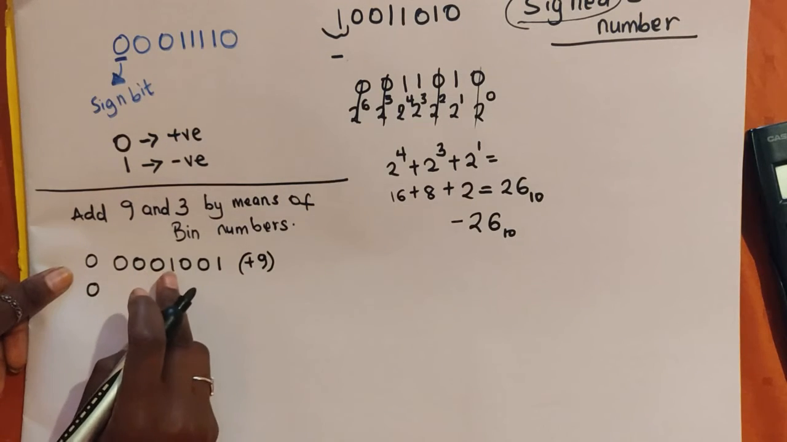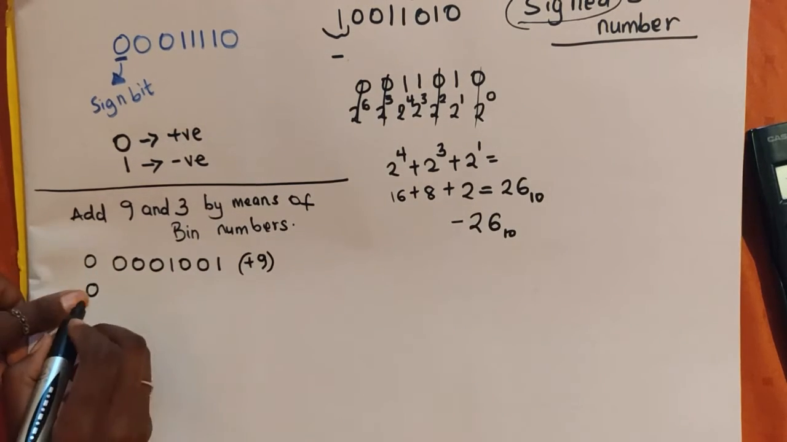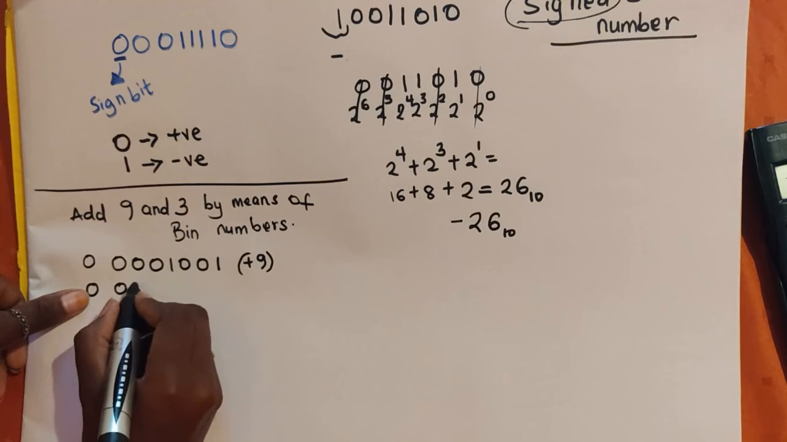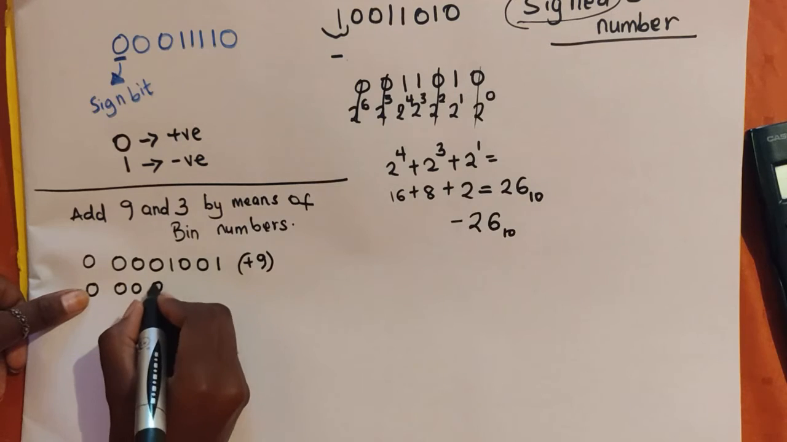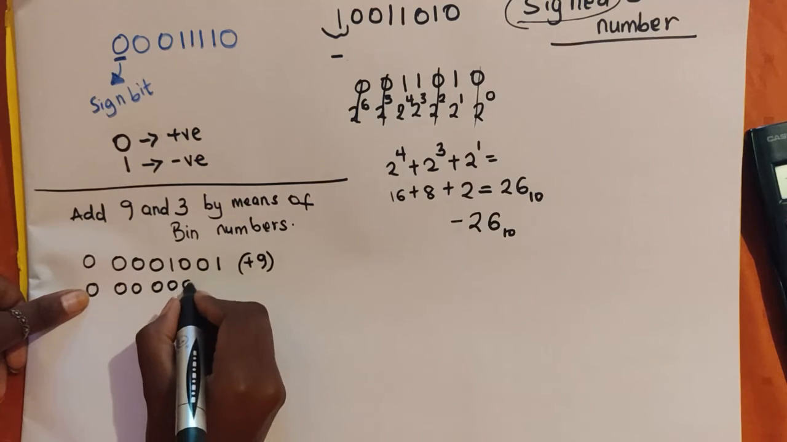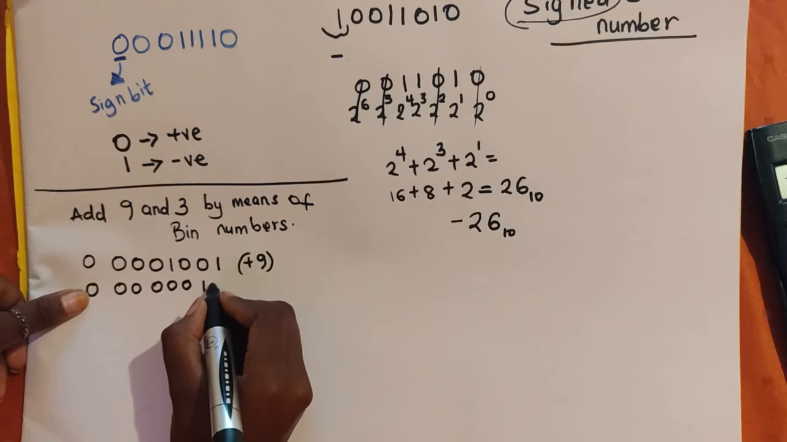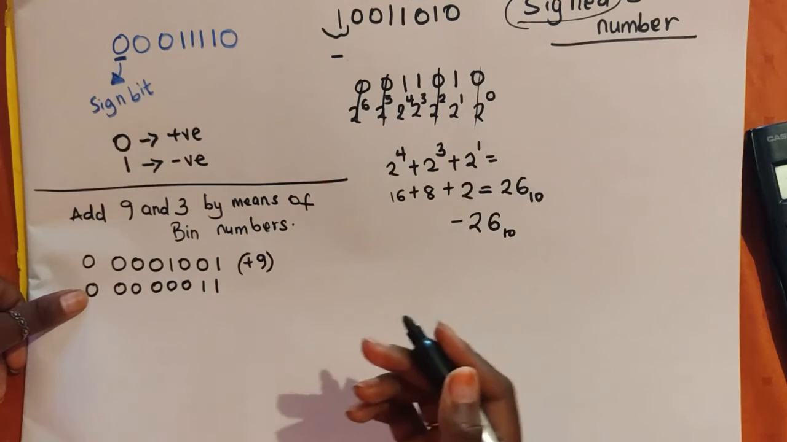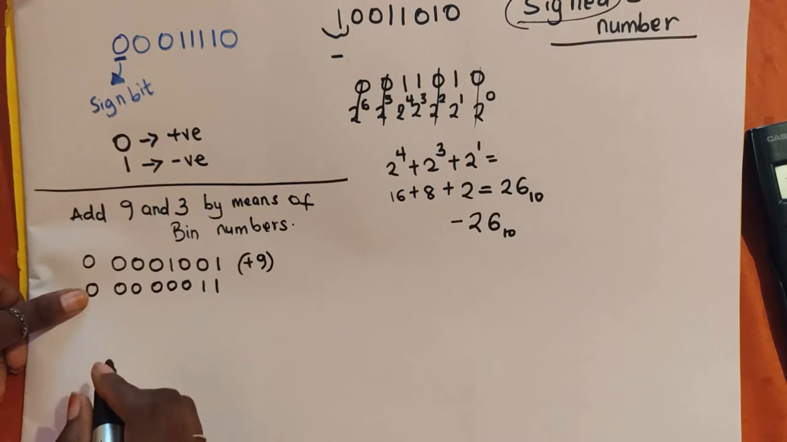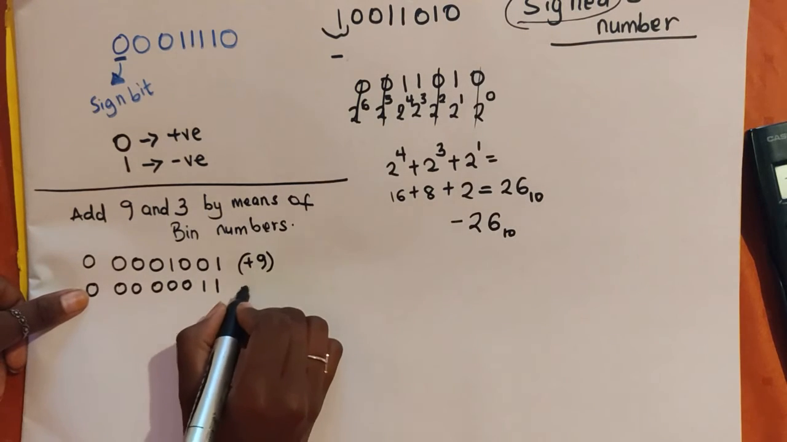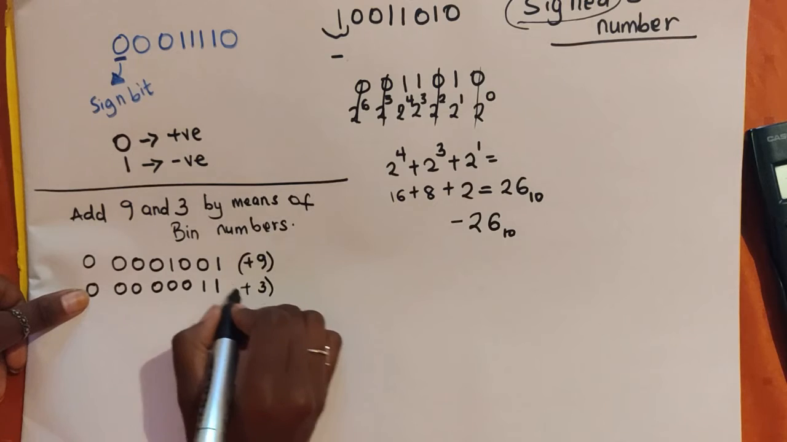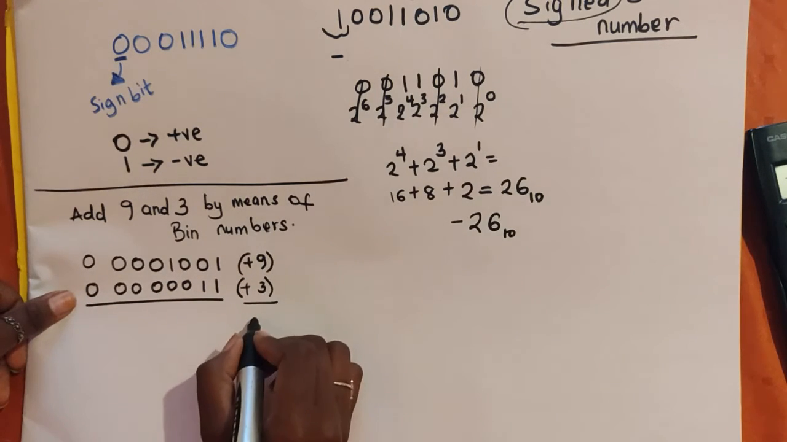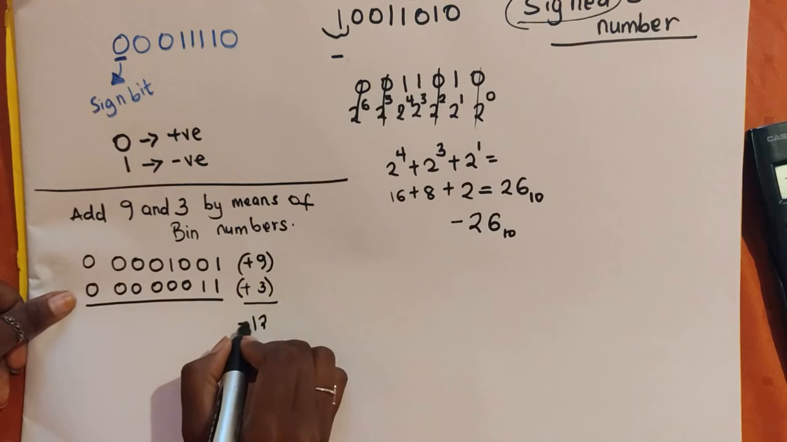Then 0, 1 2 3 4 5 6 7 8. Then 0 again, because this is a positive number again. 1 2 3 4 5 and 1 1. Remember how we were converting decimal to binary numbers? That's what we've just done here. I don't need to keep repeating it, so you can reference those videos. So 9 plus 3 is 12, and it's a positive 12.